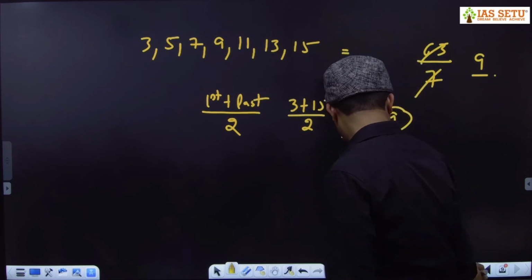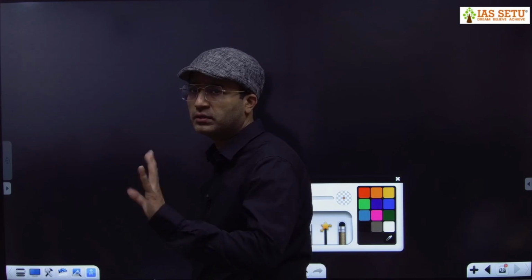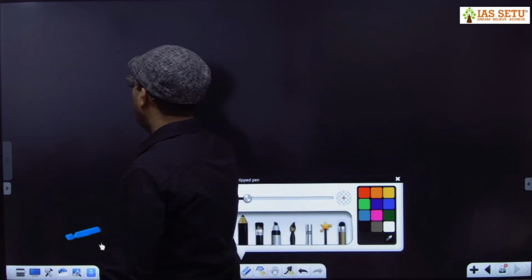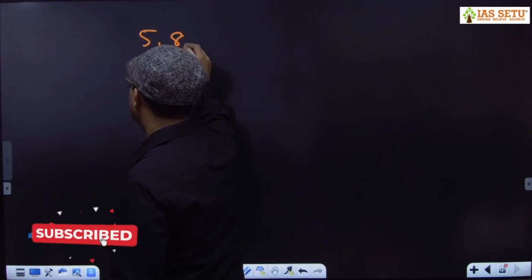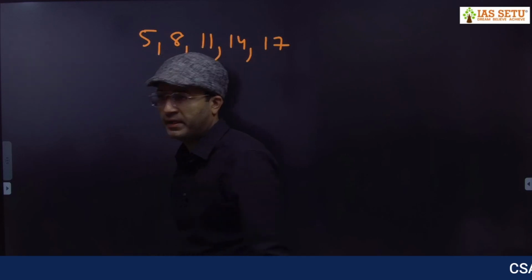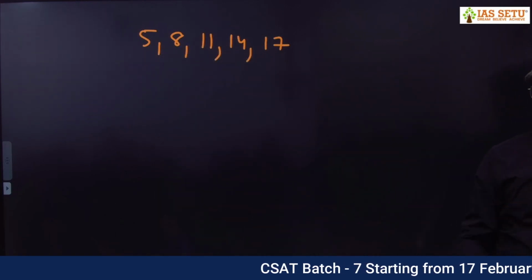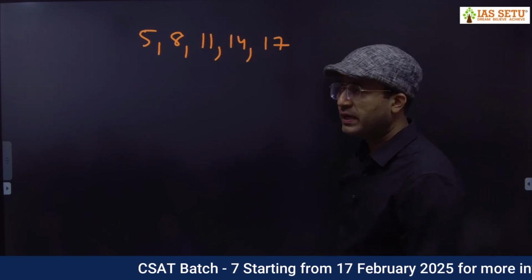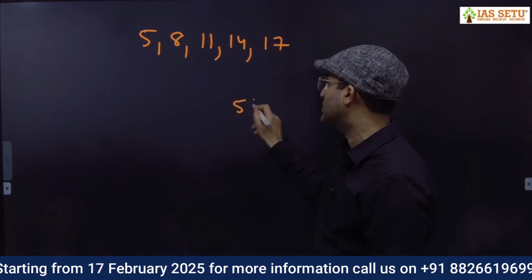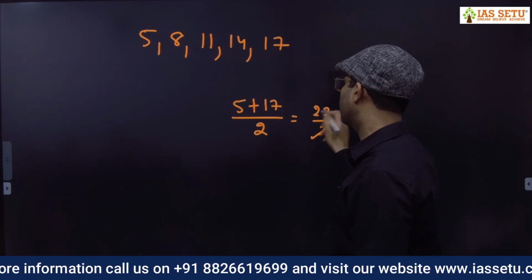Okay, try. You try one question. And apply this shortcut only in AP. No other question of average. AP में ही लगेगा ये. Like for example 5, 8, 11, 14, 17. If I ask what is the average of this given AP? 11. Either you can take total divided by number of terms, or alternate method is first term plus last term divided by 2. 22 divided by 2, you get 11.